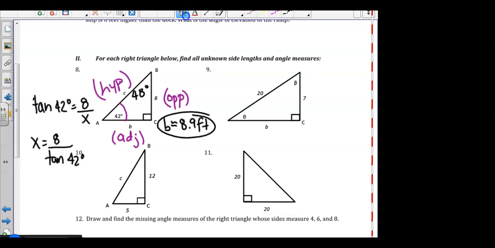Now we have 2 ways to actually get little c. Because we now have 2 legs, we can actually use Pythagorean theorem. So let's use Pythagorean theorem on this one. It would be 8 squared plus 8.9 approximately squared, and that would equal little c squared.